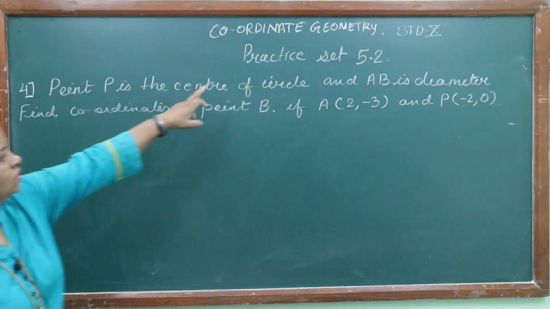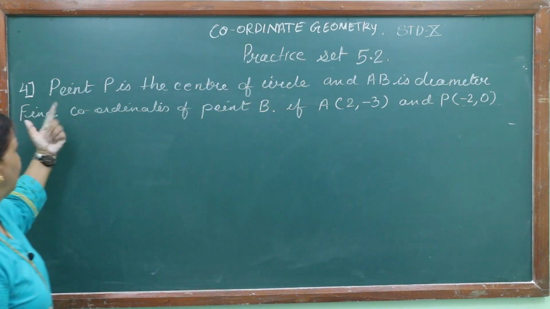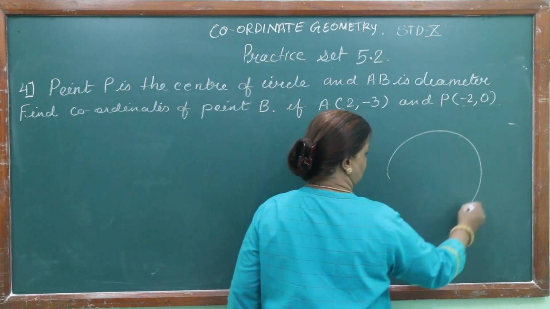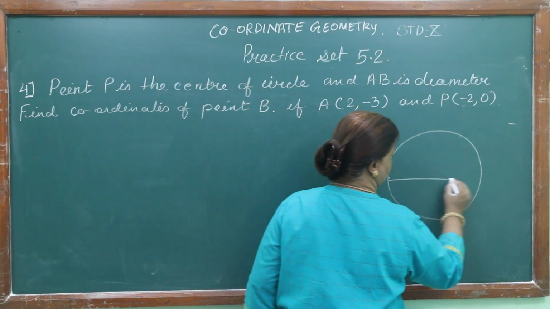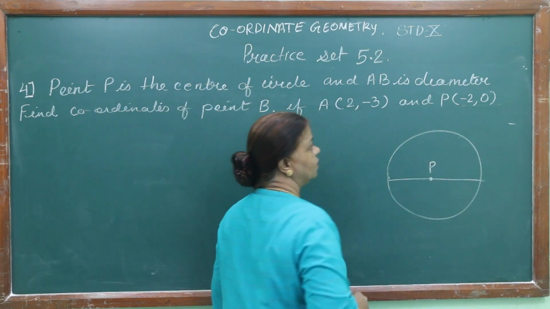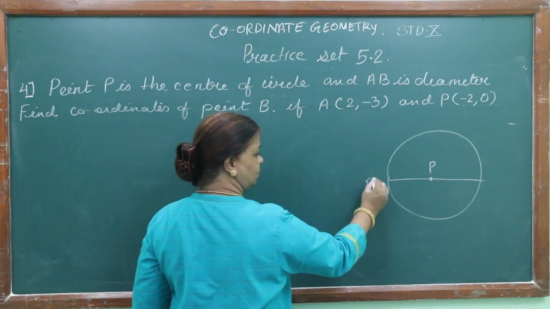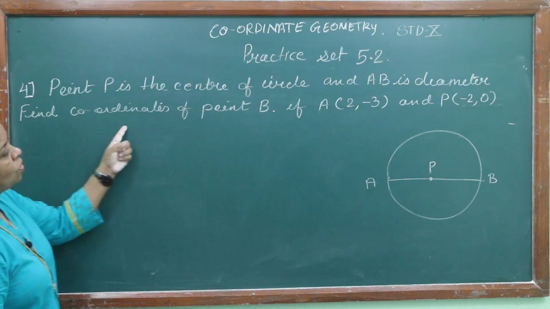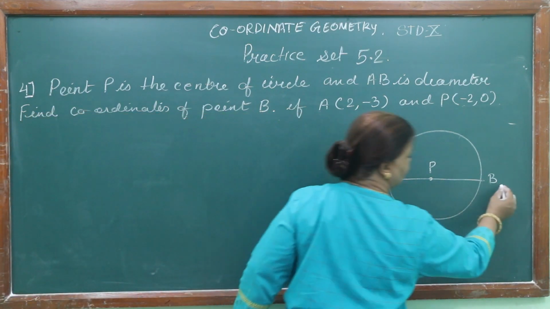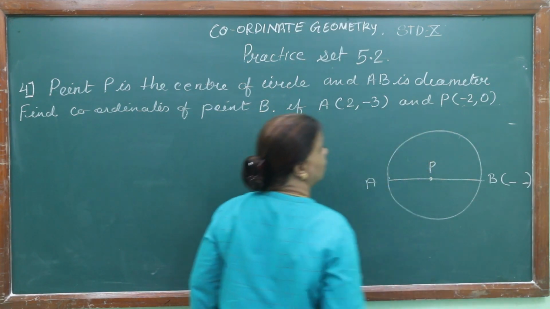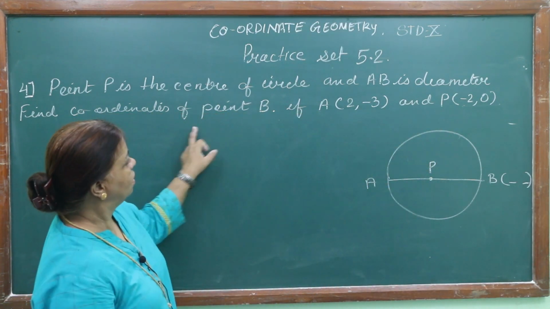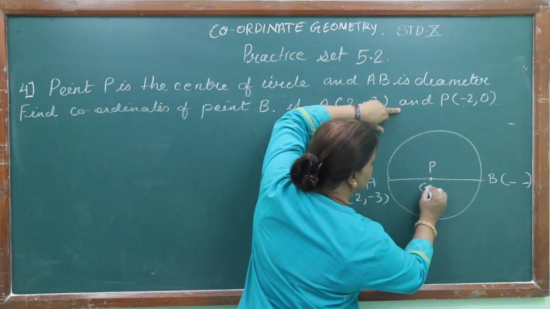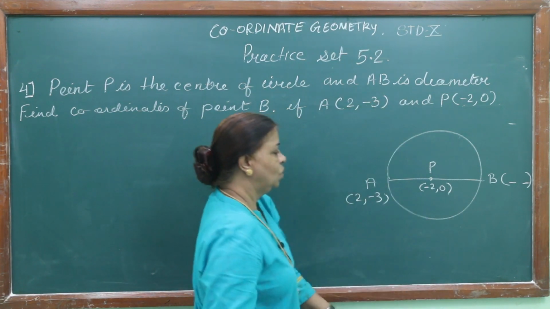Question number 4 from practice set 5.2. What does it say? Point P is the center of a circle. AB is the diameter. Find the coordinate of the point B. We need to find out the coordinate of point B if A is (2, -3) and P is (-2, 0).